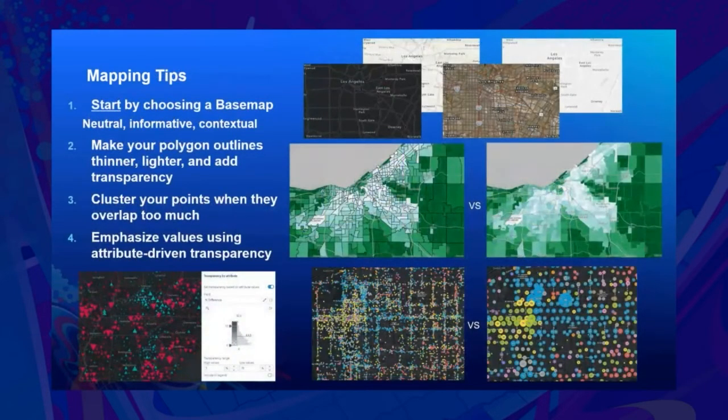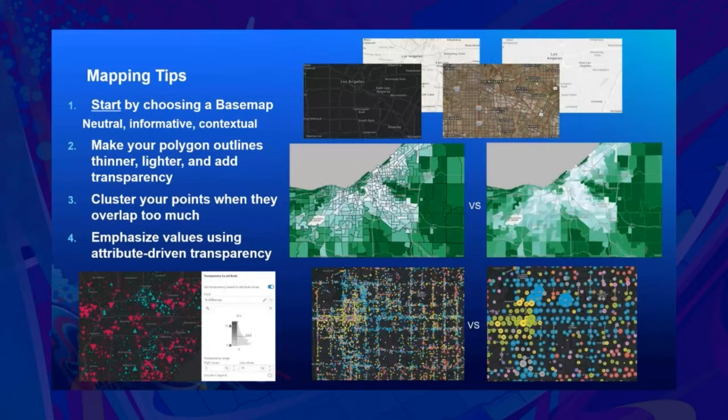And just real quick before we get into the demos, I'm going to go over some quick mapping tips to keep in mind when you're on your own smart mapping journey. First one is we always recommend to start by choosing a base map, whether that be a neutral one so that you're not distracting from the data, or maybe you need an informative or contextual one. We always suggest to start by exploring the base map gallery before you start making your map.